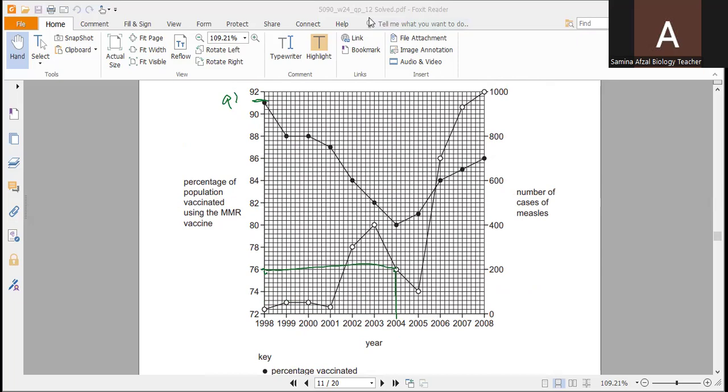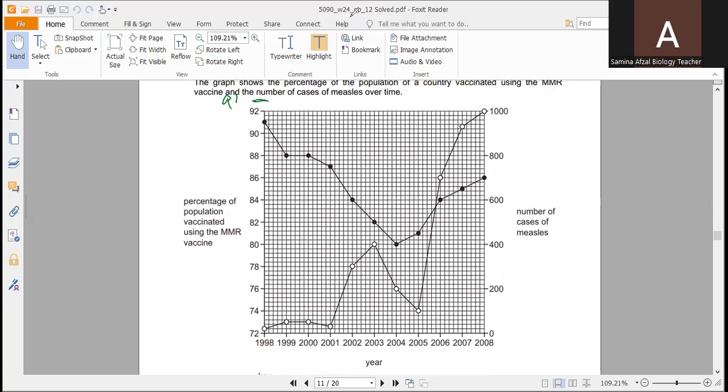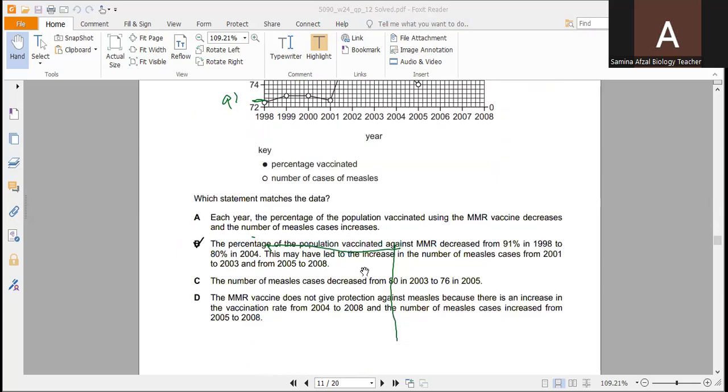So in 2004, with vaccination. I have done it without vaccination. So in 2004, this is 80%. And this is 80%. So this is the correct option. We have found out from the graph that this is the correct option. So B is the correct option.